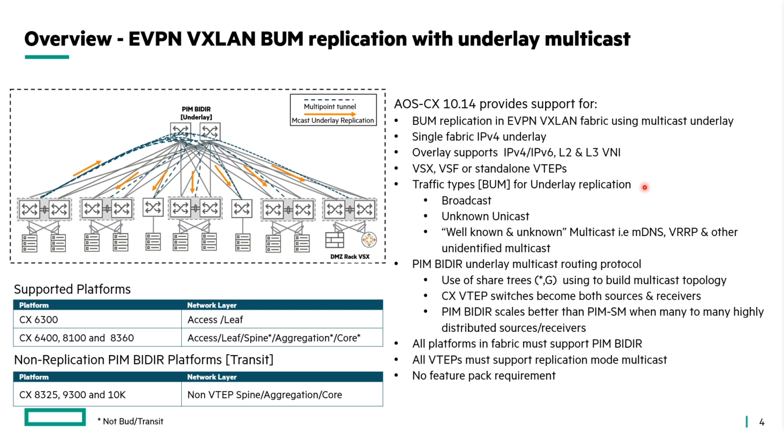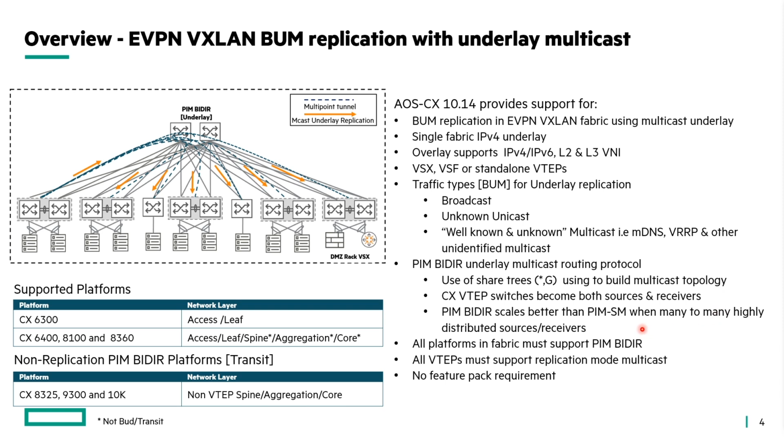The traffic types for BUM for the underlay replication are broadcast, unknown unicast, and well-known and unknown multicast. So it could be things like MDNS, VRRP, and other undefined multicast. PIM bidirectional is the underlay multicast routing protocol that we will be using. PIM bidirectional uses a star-comma-G formation to build the multicast topology. Aruba CX VTEP switches actually become both the sources and receivers.